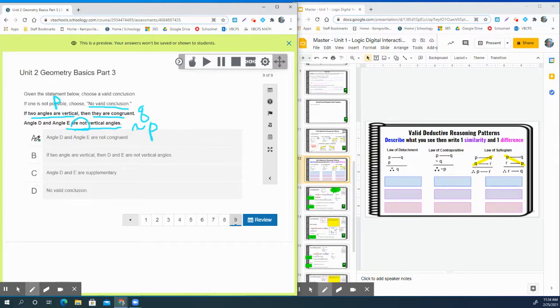The most popular wrong answer is A. That is not the correct answer because inverse is not a valid pattern. Valid conclusions always go back to these three patterns.